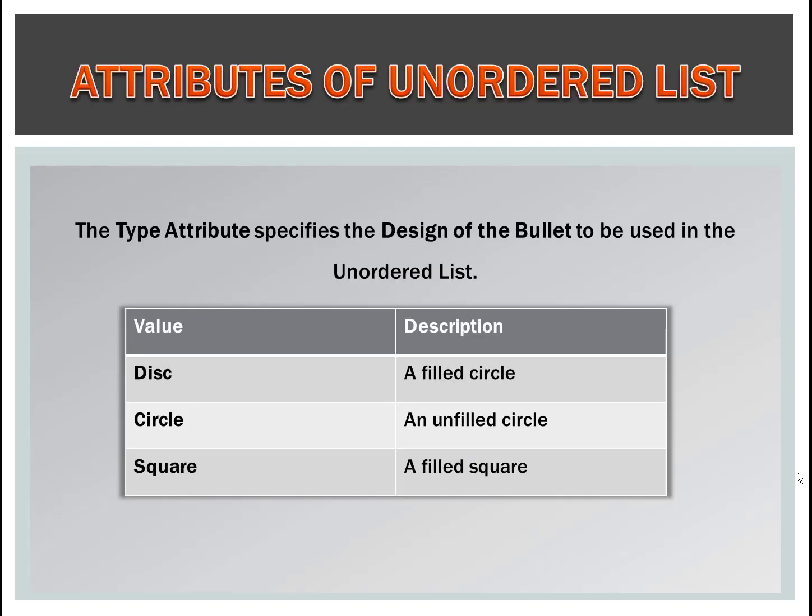Attributes of the unordered list. The type attribute specifies the design of the bullets to be used in the unordered list. There are three types of bullets. First is disc, second is circle, and third is square. Disc is used for a filled circle, circle is used for an unfilled circle, and square is used for a filled square. Let's do a practical.